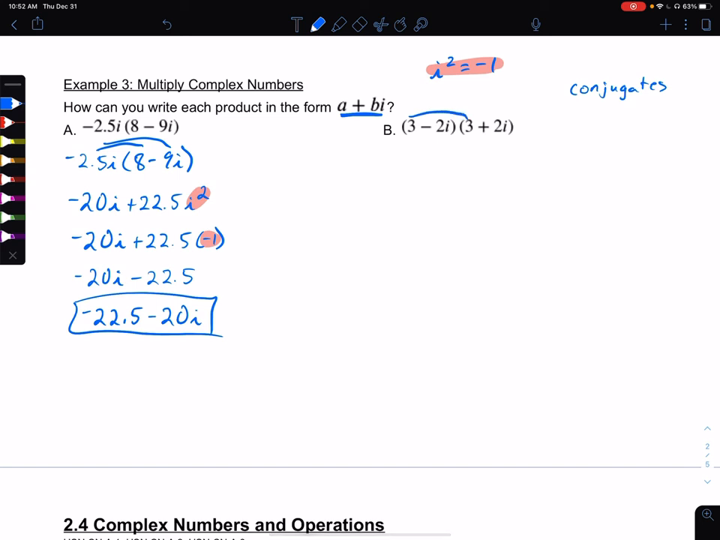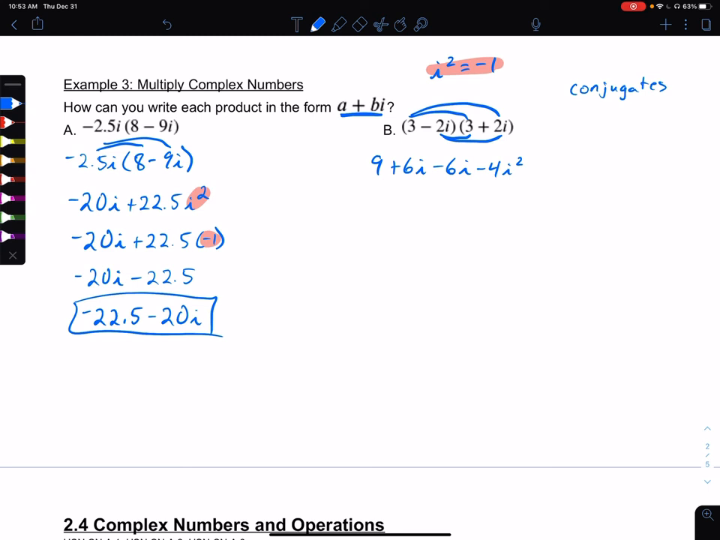So we're going to do 3 times 3, 3 times 2i, -2i. You get the idea. So 3 times 3 would be 9. 3 times positive 2i would be a positive 6i. -2i and 3 would be -6i. And then -2 times positive 2i would be -4i squared. So be careful, remember that i squared.